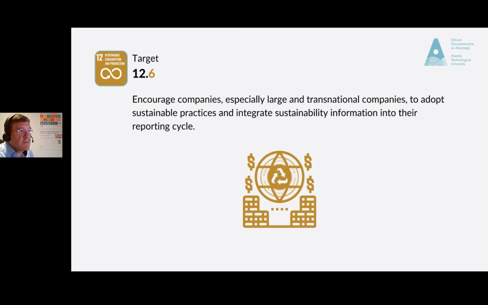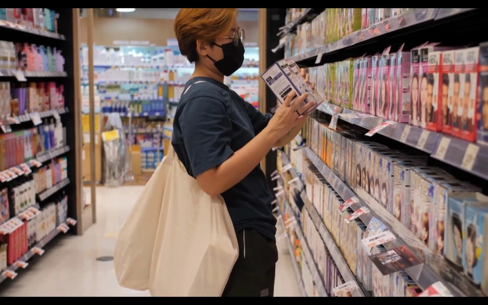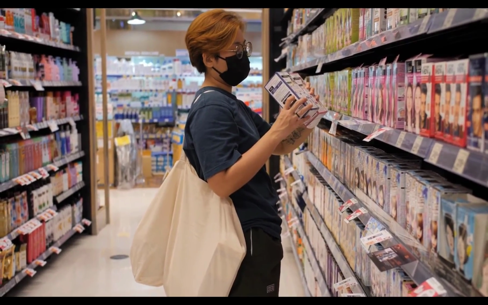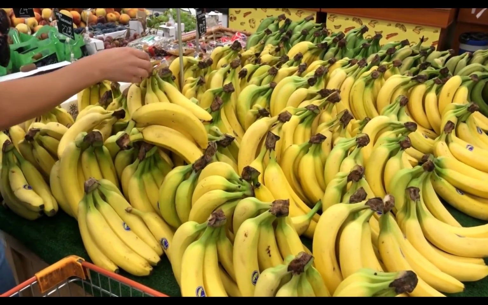Target 12.6. Encourage companies, especially large and transnational companies, to adopt sustainable practices and integrate sustainability information into their reporting cycle. Again, this is a very important target in this particular SDG. It's something that we can all contribute to by buying sensibly and buying products that we know contribute appropriately and are produced by companies that have sustainable practices.